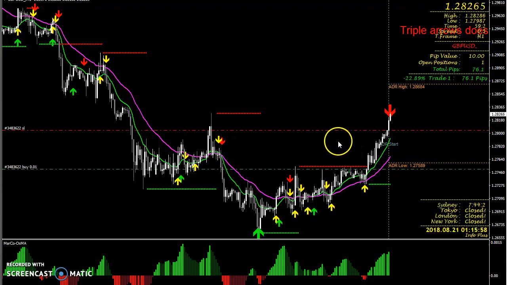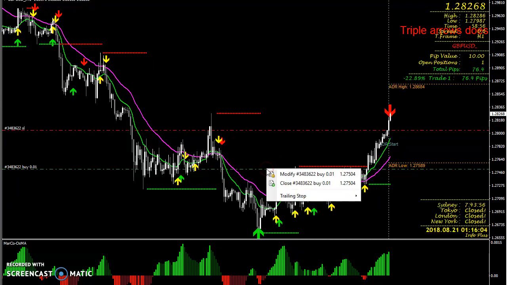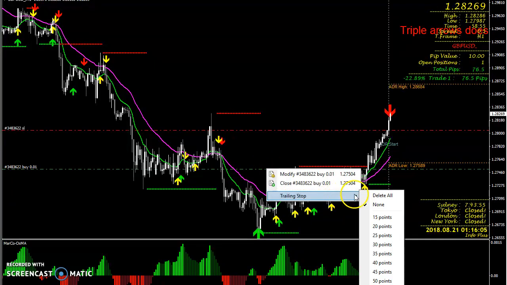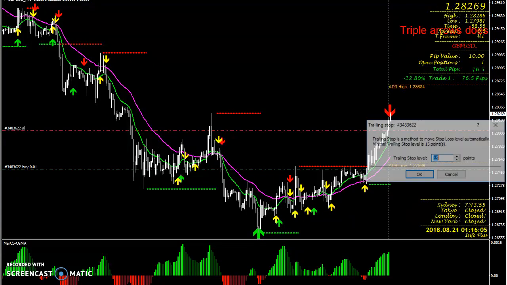The point is, you can move your stop loss up, or as I told you guys, you can go right here to the green line, which is where your entry is, right click on it, and put on what's called a trailing stop. If you haven't seen that video, go find it.